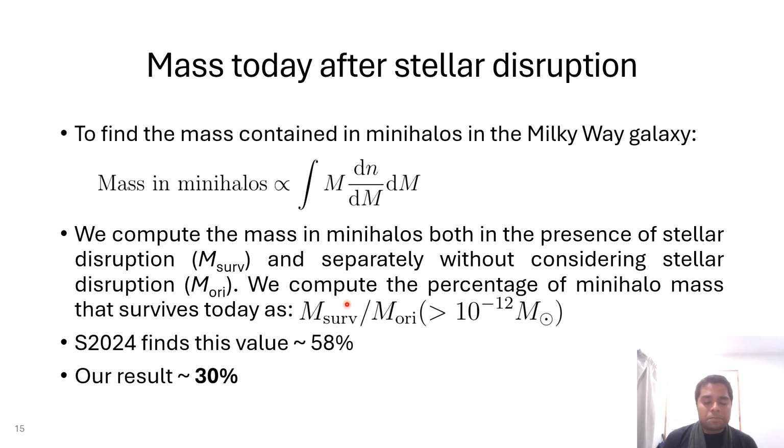Now, if you take the ratio of M sub survive to M sub original, this ratio tells us what fraction, in terms of mass, of the minihalos that originally fell into the Milky Way galaxy survive until today. Now, the S 2024 paper uses probability density distributions to compute this value, and it gets approximately 60%. And we found that the value is closer to 30% from our code, which uses the Monte Carlo procedure and a full simulation of the minihalo orbits.